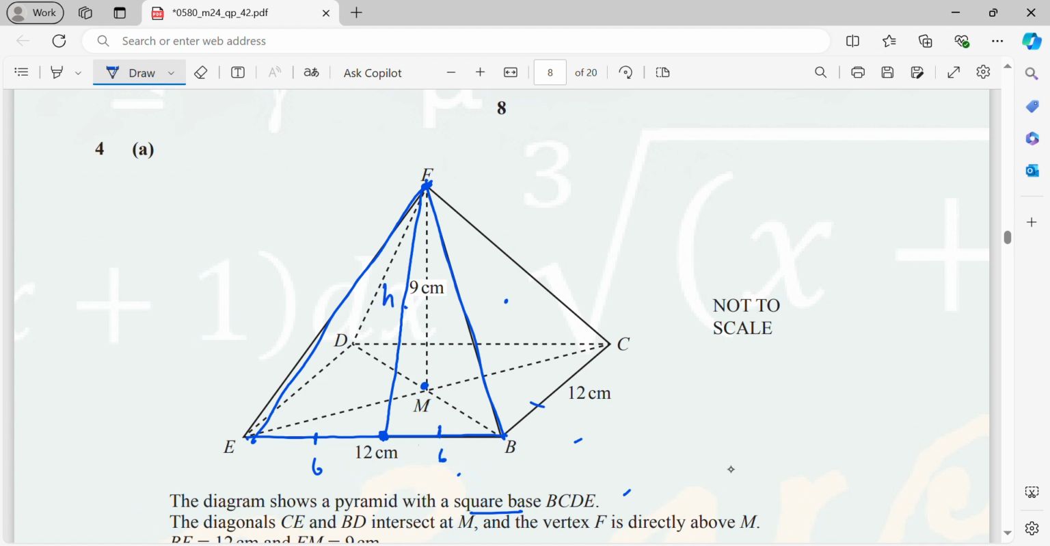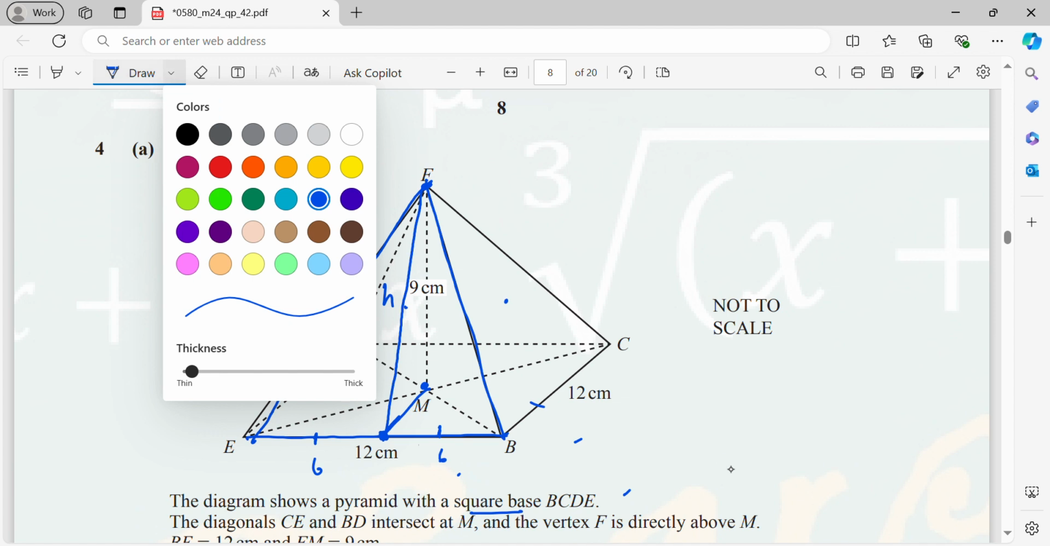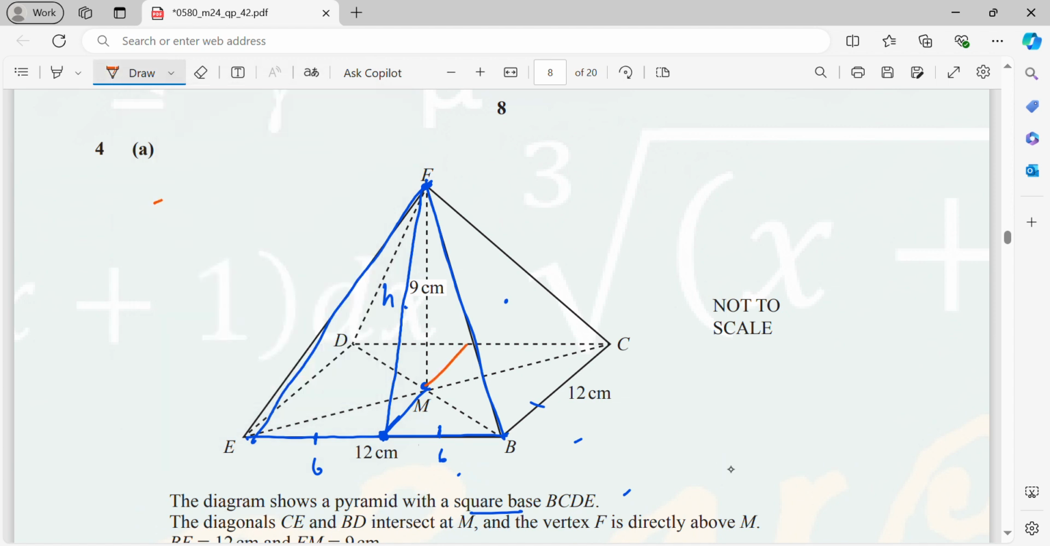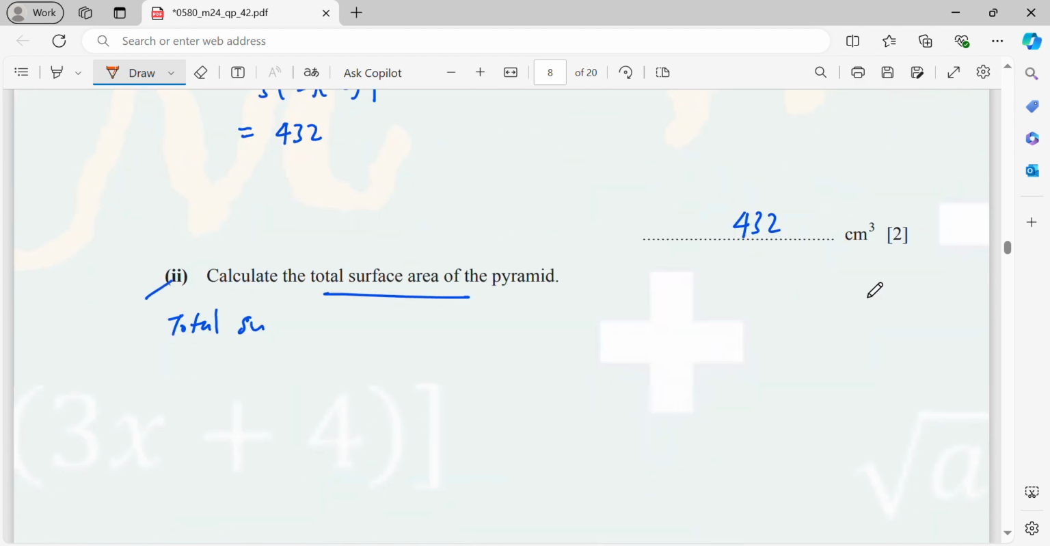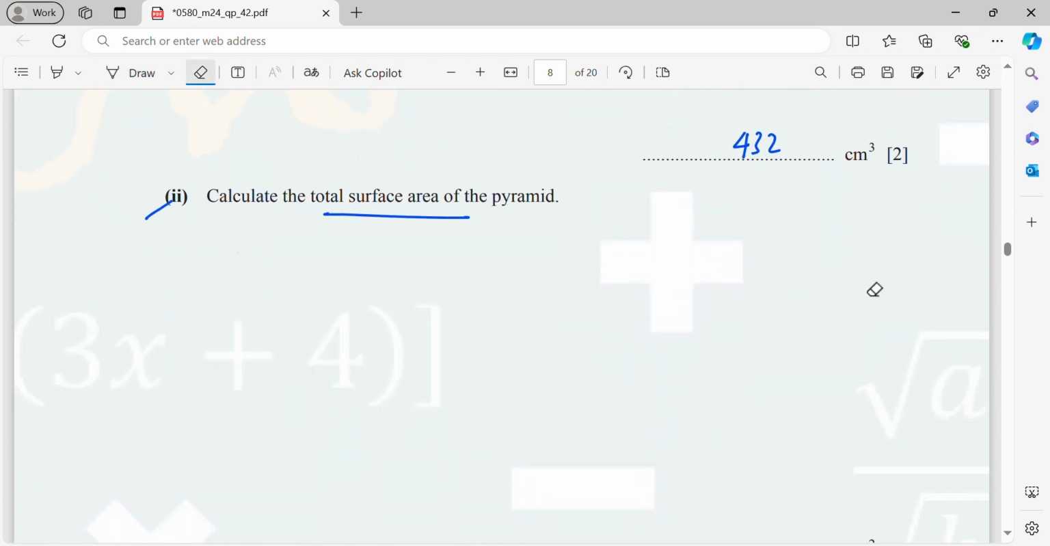Now, from this point to M, that is the midpoint of BC. This line is basically parallel to BC. So from this point to M is the midpoint of BC. That is 6. Then here is given 9. So with this triangle, I can find H. So here I will find the H first.